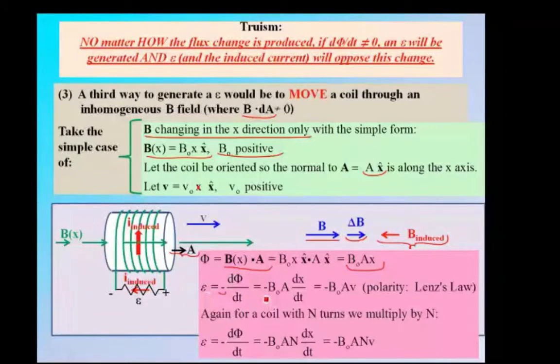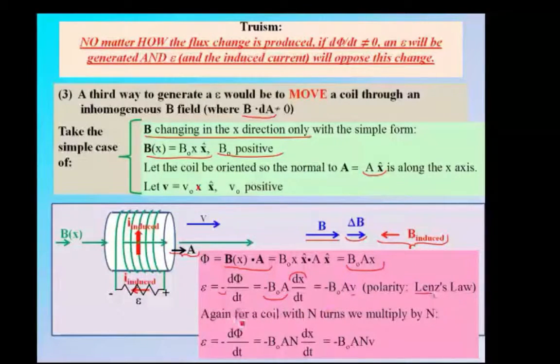And so we take our flux and take the derivative. These are constants, so they come outside. And so the only thing we're differentiating is x, and dx/dt is the velocity. So we have minus B0 A times V. And the polarity, we'll have to use Lenz's law.